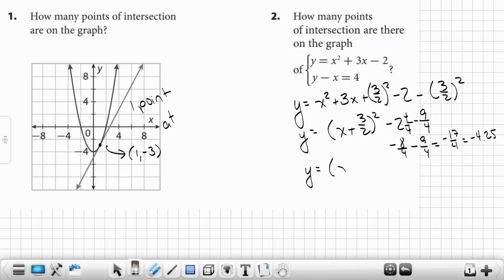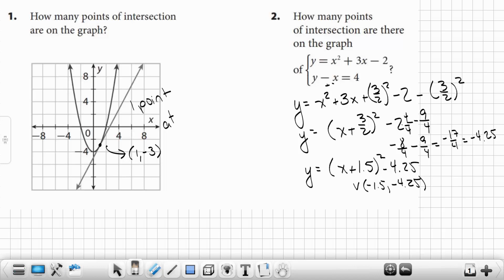So y equals, once again, only because I'm graphing, I'm going to change that to that. 3/2 is 1.5 minus 4.25. So our vertex, mind you, is at -1.5, comma -4.25, and it's a parabola facing up. So that's kind of like our question 2 on our workbook.